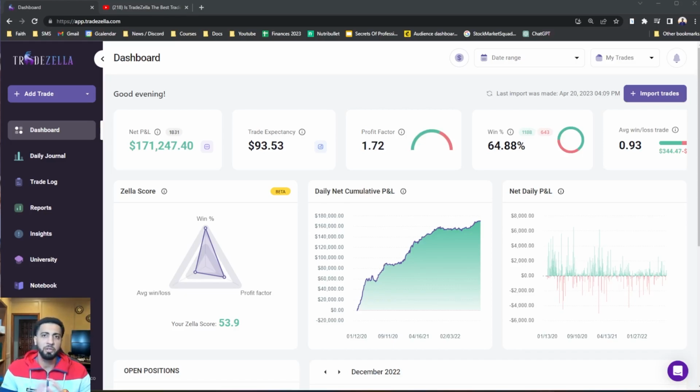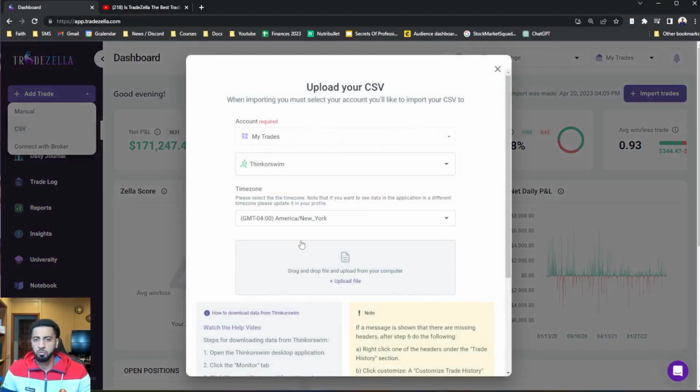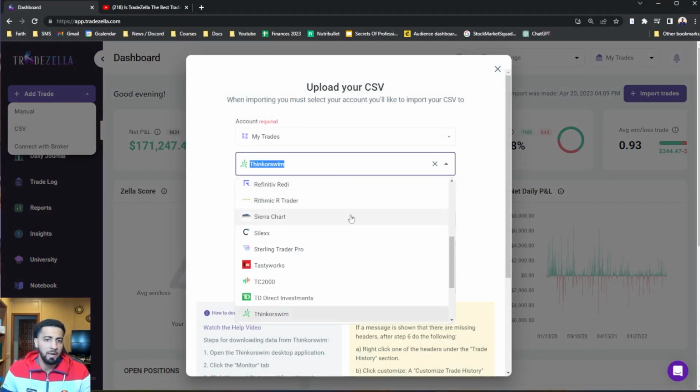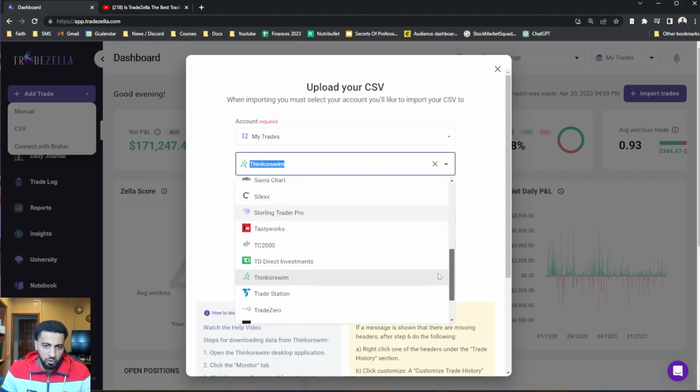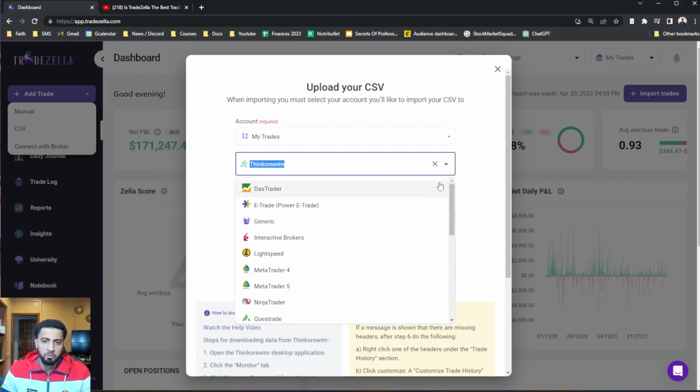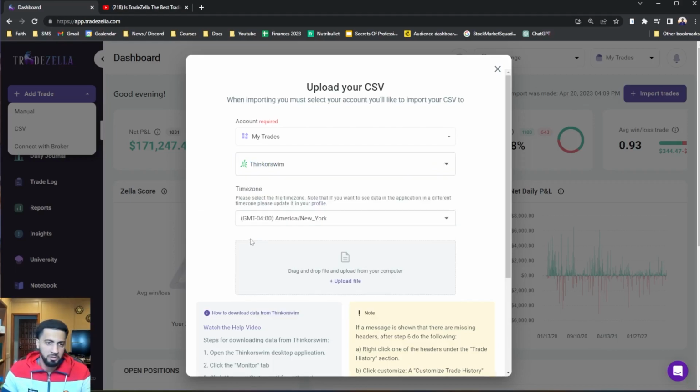Alright, so the first thing we're going to go over is uploading the trade. TradeZella makes it very easy, and there are a lot of new brokers being added every single month. If we look at the CSV, that's just when you upload a file. There are a lot of options to choose from, Thinkorswim being the most famous one, but there are also all of these brokers as well. All you have to do is get the CSV file from there, and then you upload it here, and instantly you have all your trades in TradeZella.